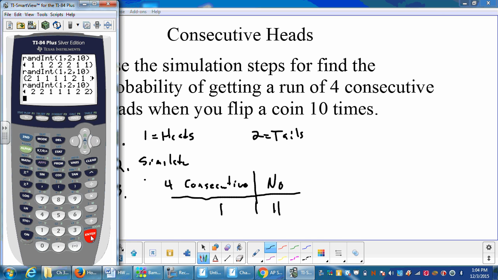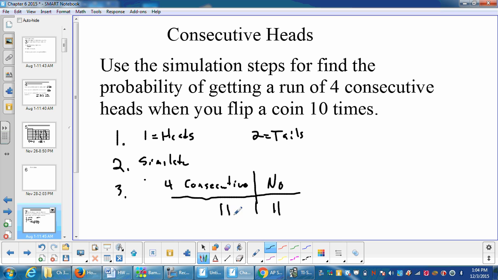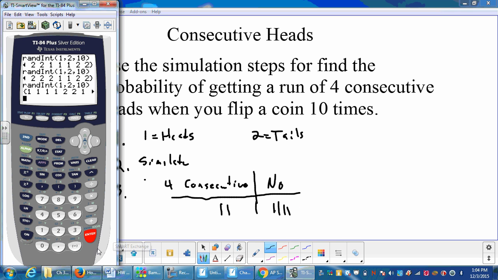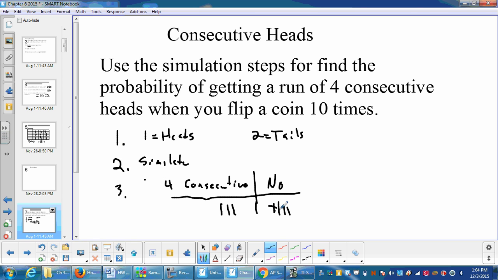Nope. Nope. Yes. Again, 1 yes for every 2 no's. Let's see if the pattern continues. Nope. Yes. So that's 1 on each. And every 5, I'm going to make a dash there.